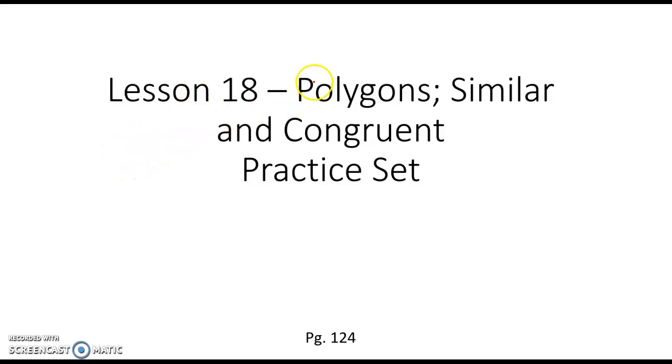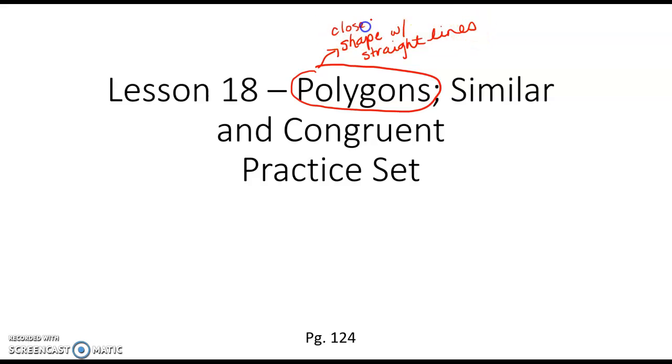So let me define some of these terms. A polygon is what you would consider a shape with straight lines. It's a closed shape with straight lines. So a circle is not considered a polygon, and something that doesn't have a closure is not considered a polygon. Otherwise, it doesn't matter how many straight lines are connected. If it's closed, it's a polygon. And then the words similar and congruent in math terms.